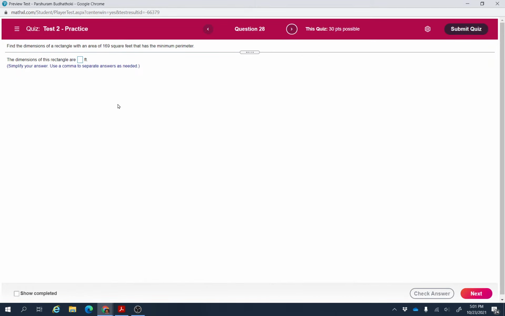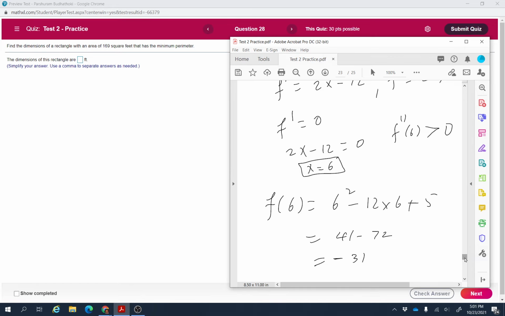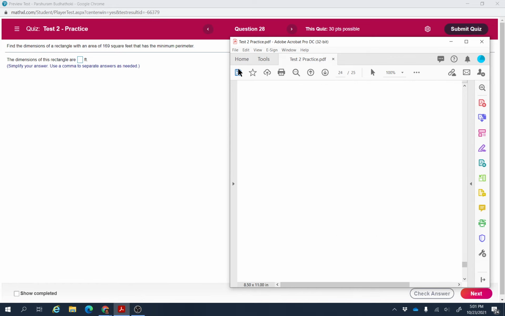Problem 28, this is an application problem, an optimization problem. Find the dimensions of a rectangle with an area of 169 square feet that has the minimum perimeter. Whenever you do this kind of problem, you have to draw a diagram if possible. In this case, it is possible. You want to construct a rectangle with an area of 169 square feet that has the minimum perimeter.